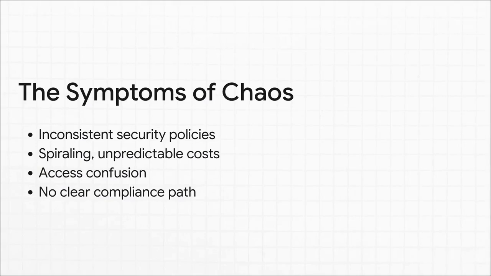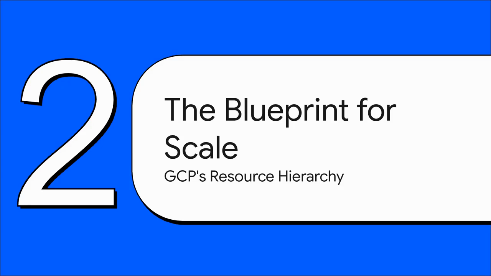And this chaos has some very real symptoms. You'll see one team leaving a storage bucket wide open to the internet while another team locks theirs down tight. Your costs suddenly jump through the roof and nobody can tell you why. New hires get full admin access just because it's easier that way. And then, when an auditor comes knocking, nobody has a clue where to even start. Sound familiar?